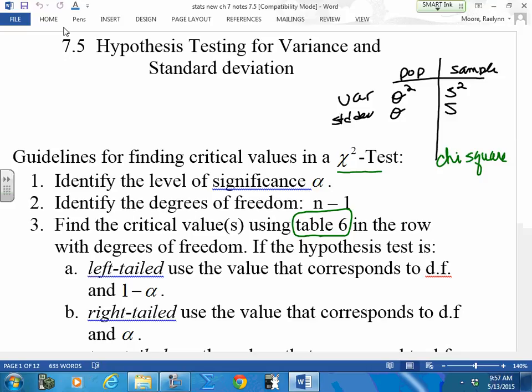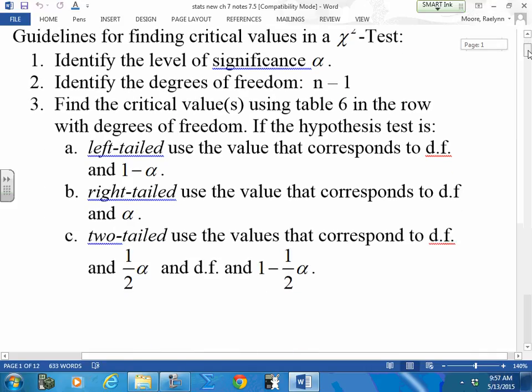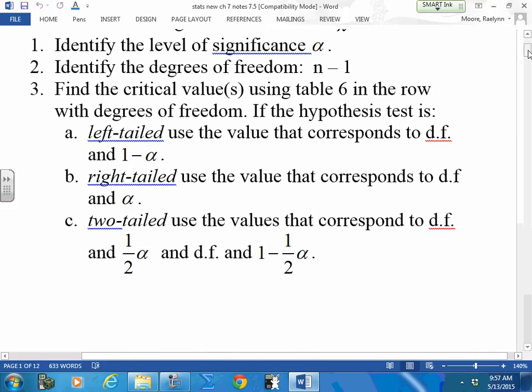Now, as we go through this, there's a couple of things just to keep in mind. A left tail test, you're using the one minus your level of significance. A right tail test, you're using your level of significance. It's the opposite of your Z table because it's your area to the left. A two-tailed, you're splitting it in half.